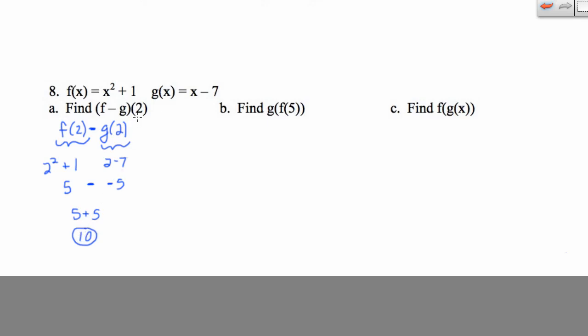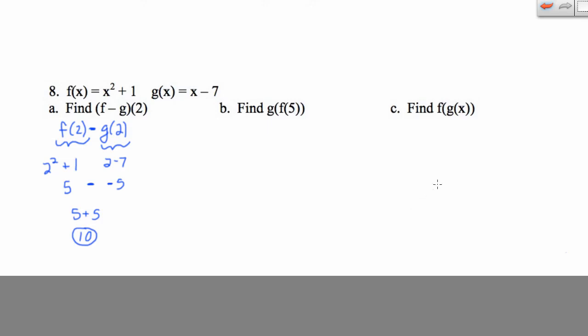Notice when I'm doing a number in, I'll get a number out. Same thing here. If I have a number as my input, my answer is going to be a number. Here, I'm using an x as my input. Therefore, my answer is going to be in terms of x. It's going to be a formula. We'll talk about that more when we get over here.